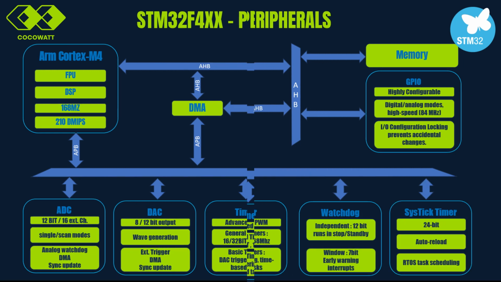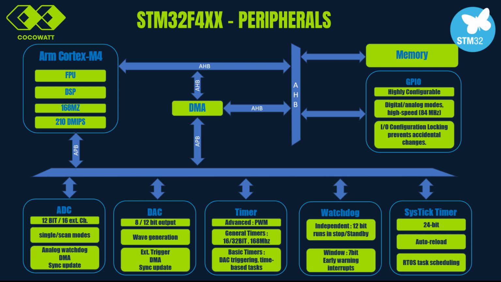This STM32 includes a 24-bit SysTick timer, primarily used in real-time operating systems, RTOS. It features auto-reload capability, a maskable system interrupt, and a programmable clock source. This is typically used for RTOS task scheduling and time measurement.